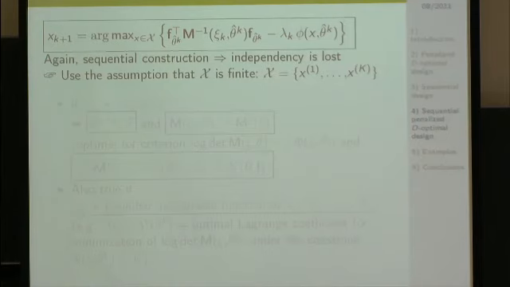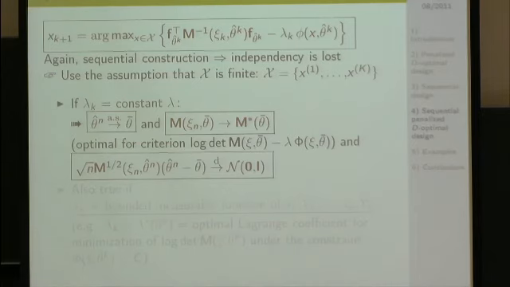Okay. Now, we can do exactly the same when we have the penalized optimum design. Simply, in the construction, instead of having just this term, now we have also this penalty here. Again, because we do it sequentially, the independence is lost and so on. But if the design space is finite, we get the same type of result. If lambda here is constant, then we get that the estimator is strongly consistent, the matrix tends to the optimal matrix for this problem here, and the parameters are asymptotically normally distributed.